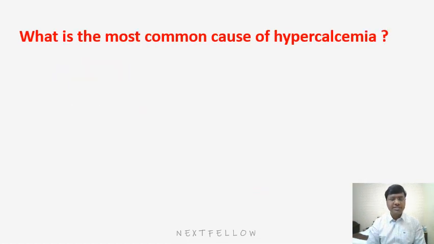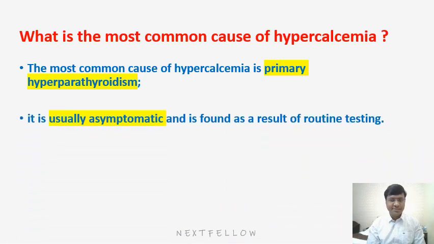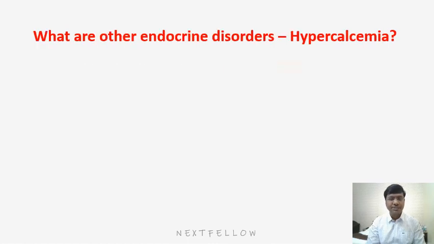And what is the most common cause of hypercalcemia? The most common cause is one of the very important endocrine disorders, hyperparathyroidism, and particularly primary hyperparathyroidism. In primary hyperparathyroidism, the most common cause is parathyroid adenoma. That is the most common cause of hyperparathyroidism. This hyperparathyroidism or hypercalcemia is usually asymptomatic and is found as a result of routine testing.